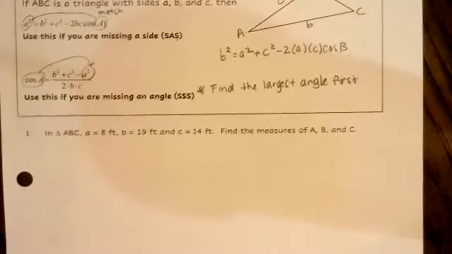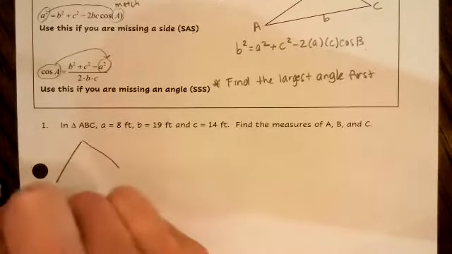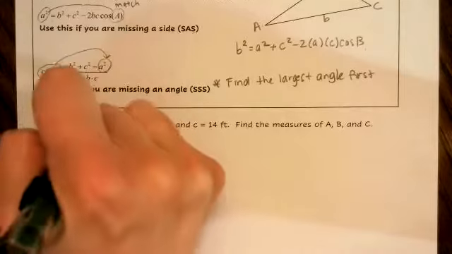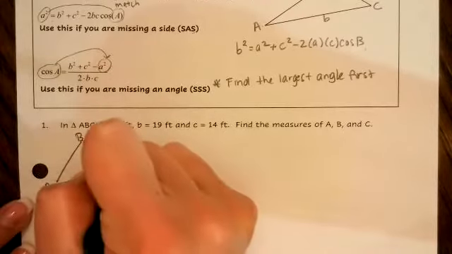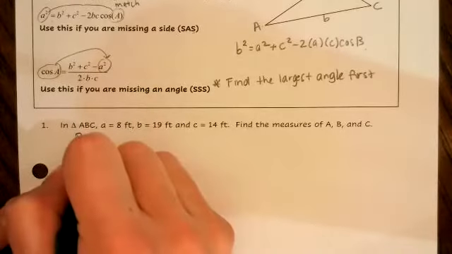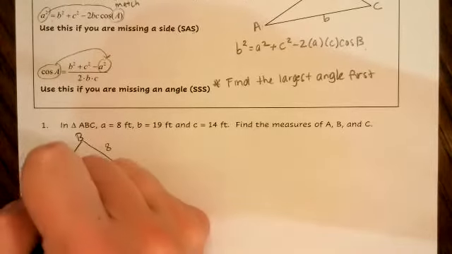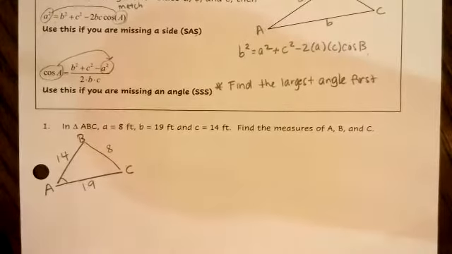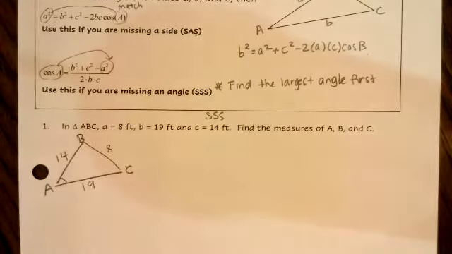All right, let's try one of these triangles so you can see how we use the law of sines and cosines. First thing I want to do is draw my diagram of my triangle and label it: A, B, and C. It says in triangle ABC here, a is 8, so across from angle A we have an 8. b is 19, so across from angle B, there's my 19. And c is 14. So this one is a side, side, side, an SSS. And it wants us to find the measures of A, B, and C.